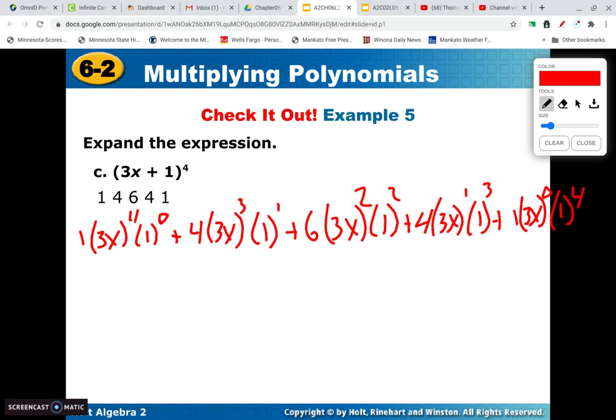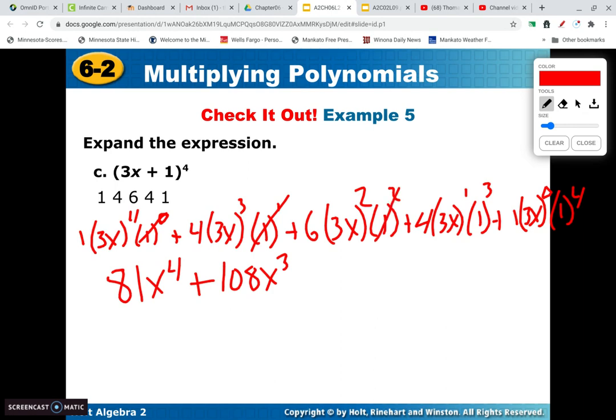All right, let's simplify that. Now, we know 1 to the 0 power, that's 1 times 1. Now, make sure you take 3 to the fourth as well. 3 to the fourth is 81 x to the fourth. A lot of people forget to take the 3 to the fourth as well. All right, on the second term here, well, that's 1. So we take 3 to the third. That's 27 times 4. That's going to be 108 x to the third.